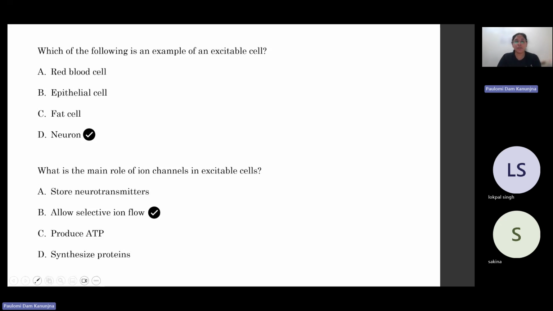Out of these cells, it's the neuron which is an excitable cell, and that's how it is able to electrically conduct the action potential. And when I say action potential, it is the movement of sodium and potassium ions. Your ion channels are responsible for those movements, and they allow selective ions to flow. A potassium channel will only let a potassium ion move outside, and a sodium channel will only let a sodium ion move across. So these are very specific channels, working only for their respective ions.